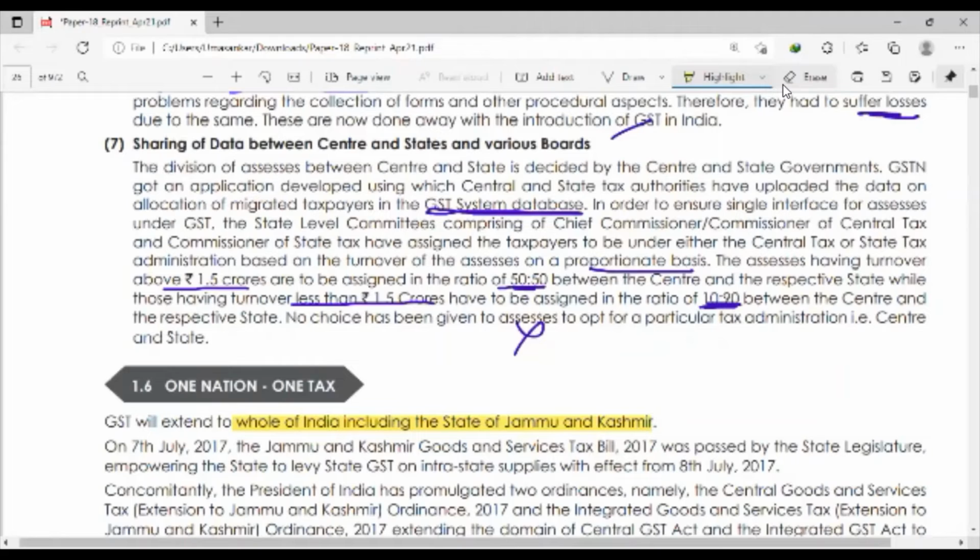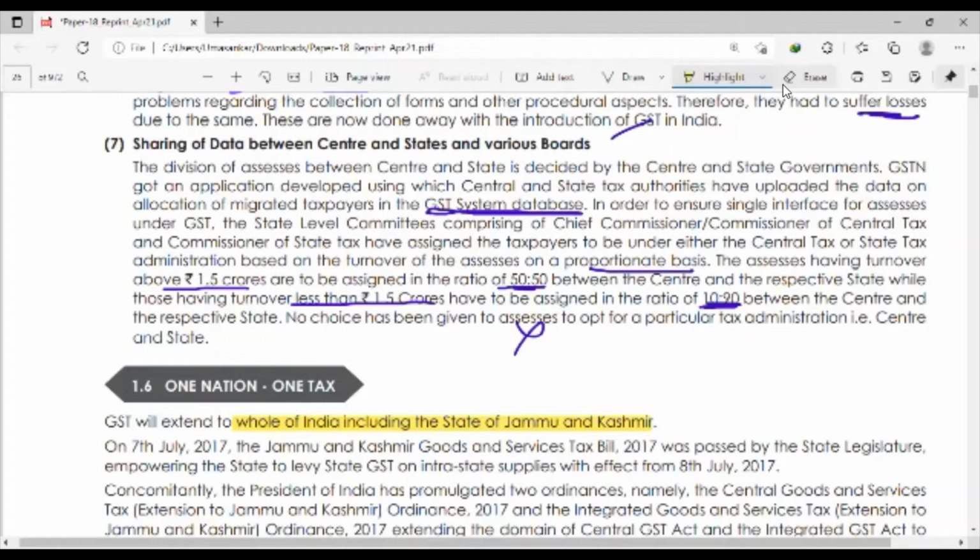But now in GST, every data is shared on the GST portal, and the data can be used by the central government and also state governments. And there are two limits, you can see. Suppose the turnover is 1.5 crore, then the GST collected will be 50% proportionally distributed between the center and the respective state. But if the turnover is less than 1.5 crore, then the ratio will be 10 is to 90 between the center and the respective state.